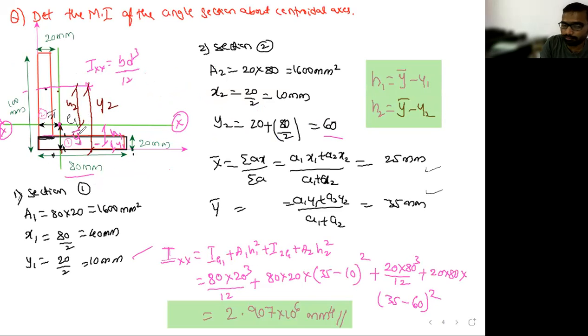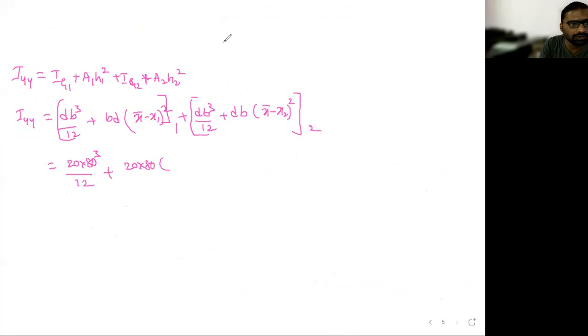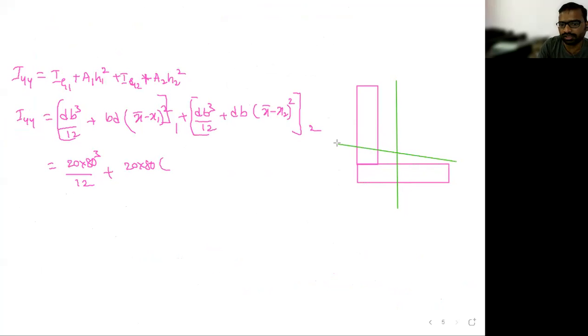That is x bar minus x1 of first plate. I will draw the same diagram on another side. All of you concentrate. This is the first plate and this is the second plate. So there is my, this is the centroidal axis, correct? This is the centroidal axis.